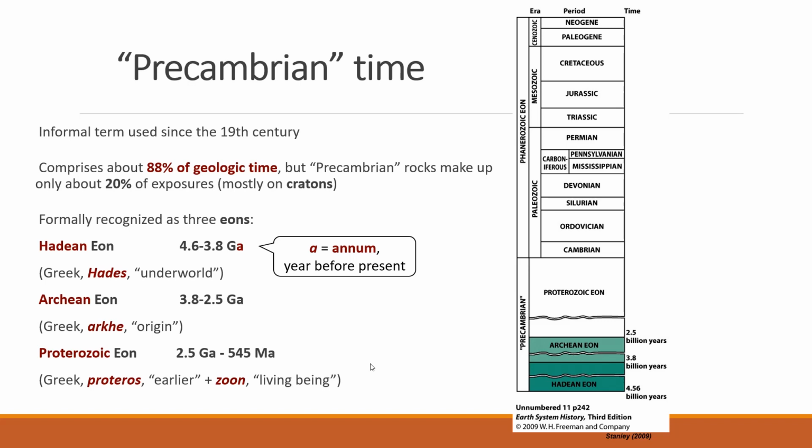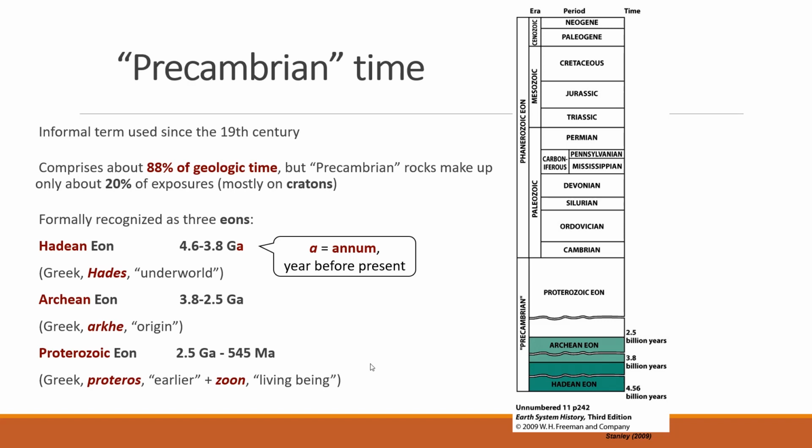Precambrian is an informal term that's been used since the 19th century. This is about 88% of geologic time, but only about 20% of our rock exposures come from this time period. So we have very little evidence left from it. Most of those rocks are in places called cratons. These are the old rocks at the center of continents, rocks that have been there for a long time. They're very stable. So you can find some of these really old rocks in the middle of Canada.